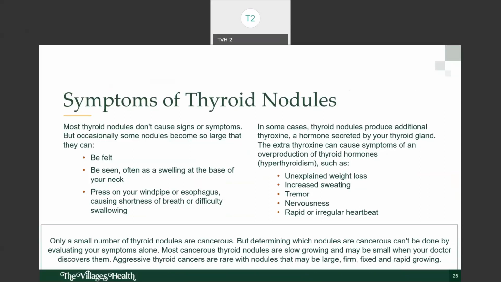There are only a small number of thyroid nodules that are cancerous, but determining which of those nodules are cancerous cannot be done by evaluating and noting your symptoms. Most cancerous nodules are slow growing and may be small when your doctor finds them, but aggressive thyroid cancers are rare, with nodules that might be large, firm, fixed in one location, and usually rapid growing.